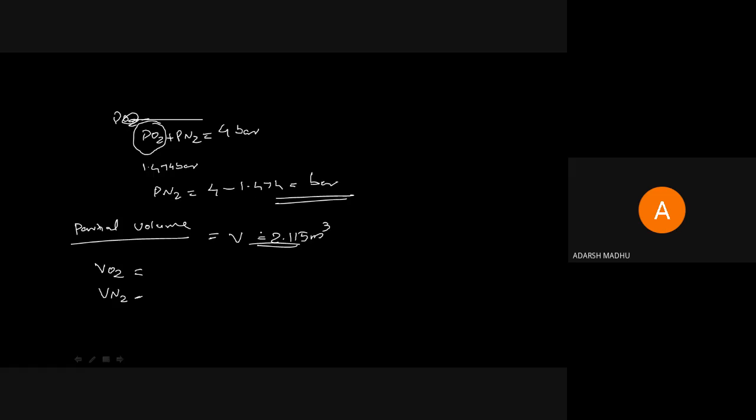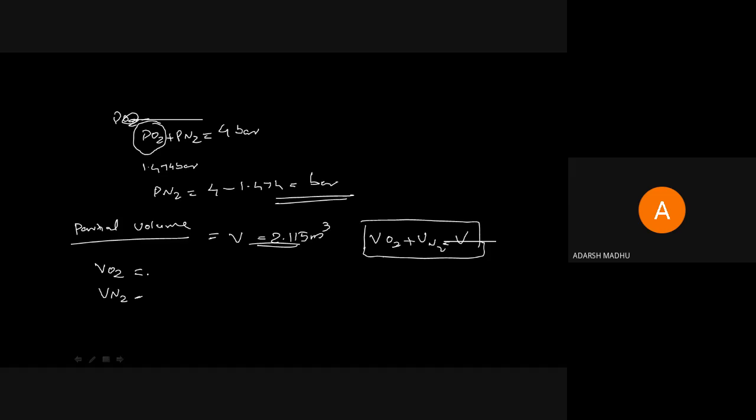So total volume is 2.115 meter cube. VO2 plus VN2 is the total V, according to Amagat's law of additive volume. Dalton's law of partial pressure is P equal to P1 plus P2. Amagat's law of partial volume, its volumetric analysis, is total V equal to V1 plus V2. So here total V is VO2 plus VN2. You can find any one of the values, and the next one can be found out by using this relation. How to find out the value of VO2?